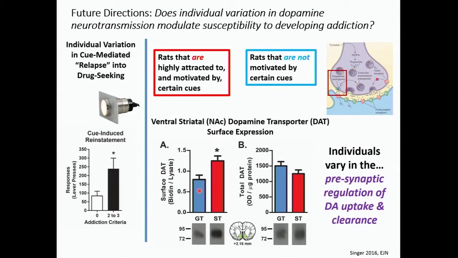And importantly, higher expression levels of the dopamine transporter like this have been shown in a variety of diseases, in certain individuals who are addicted to drugs, also in certain populations of people with ADHD. Impulsivity kind of goes along with addiction in many cases, so there's some overlap there. And so there's lots of avenues to explore this further.